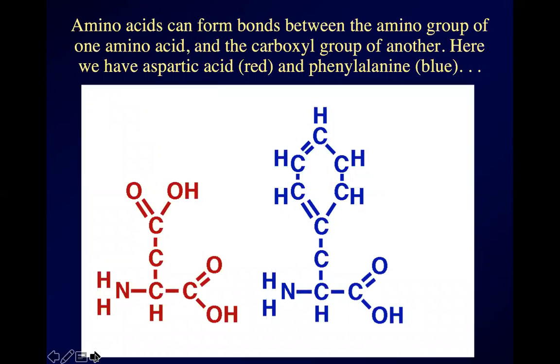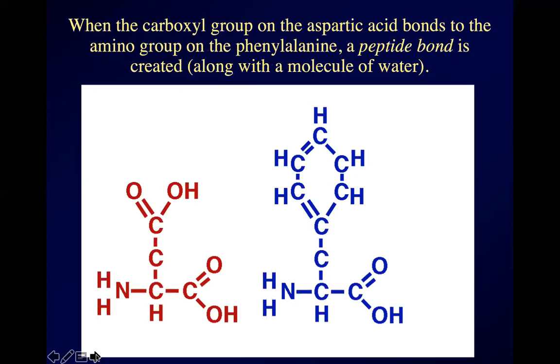Now, what happens is that amino acids will form a bond between the amino group of one amino acid and the carboxyl group of another. On the left, in red, we have an amino acid that happens to be called aspartic acid. On the right, in blue, we have an amino acid called phenylalanine, and we brought them up right next to each other. What can happen is that the carboxyl group on the aspartic acid to the left can form a chemical bond with the amino acid on the right.